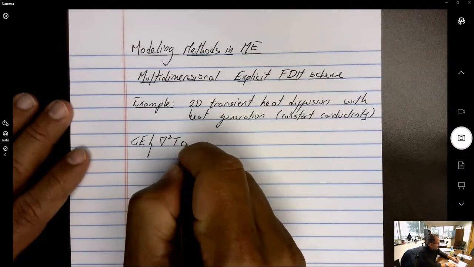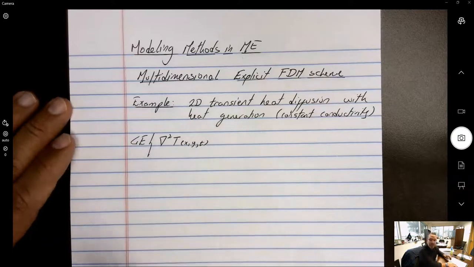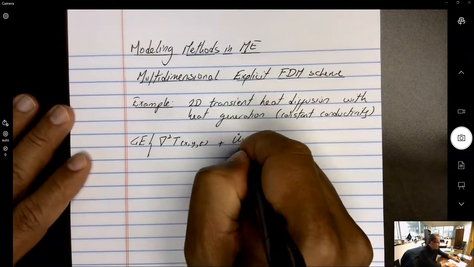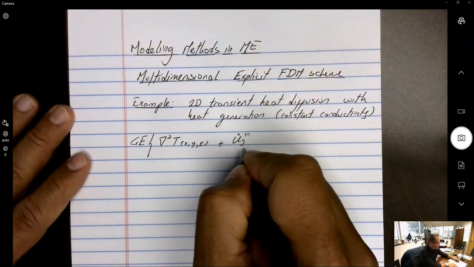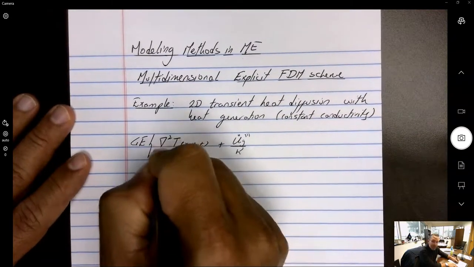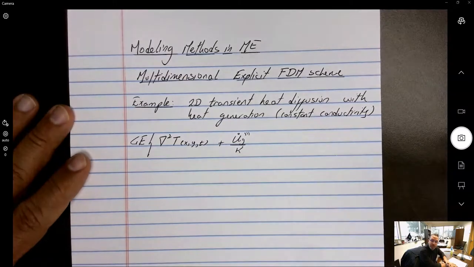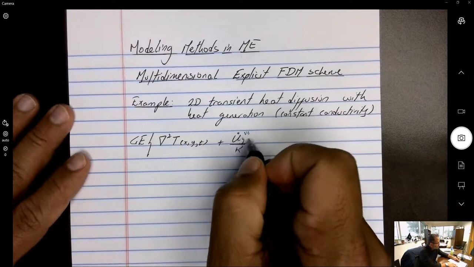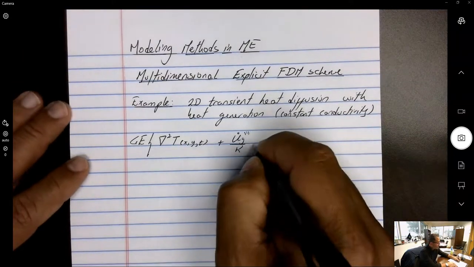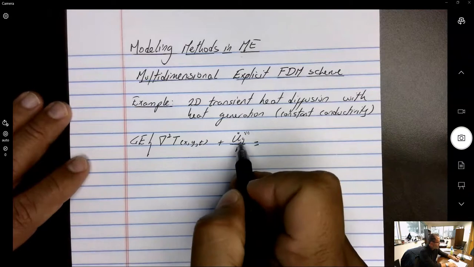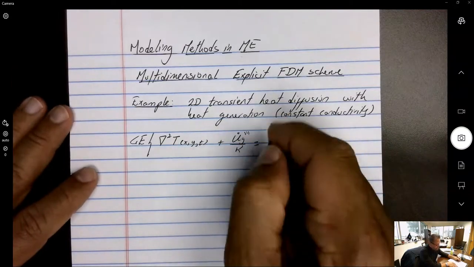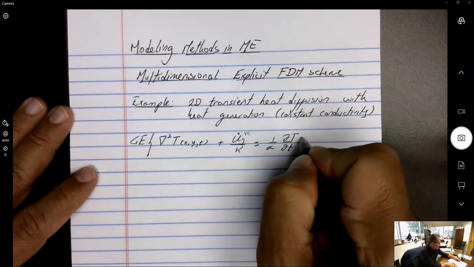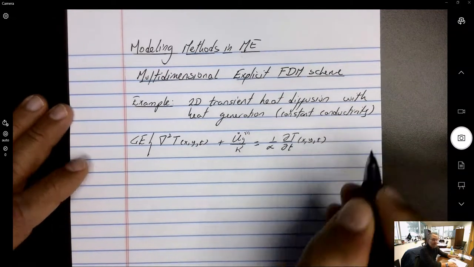So the Laplacian of the temperature, which is a function of x, y, and t, plus some generation term, u̇_G triple prime, divided by the conductivity. Remember, the conductivity goes in the heat flux term in this part of the equation, but we just divide it over. We're going to assume that the generation is a constant, but again, that need not be a requirement. That can also be a function of space and time. Equals 1 over alpha dT/dt of x, y, and t. So this is a heat diffusion equation.